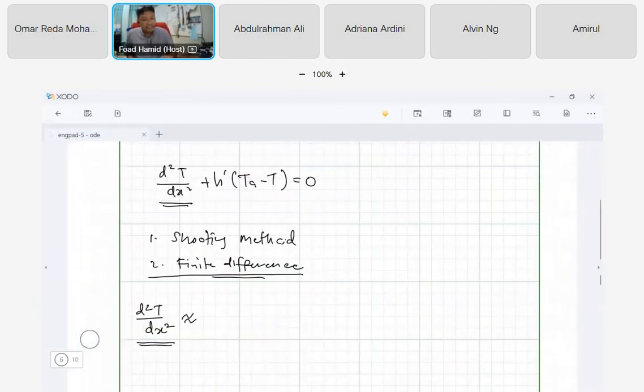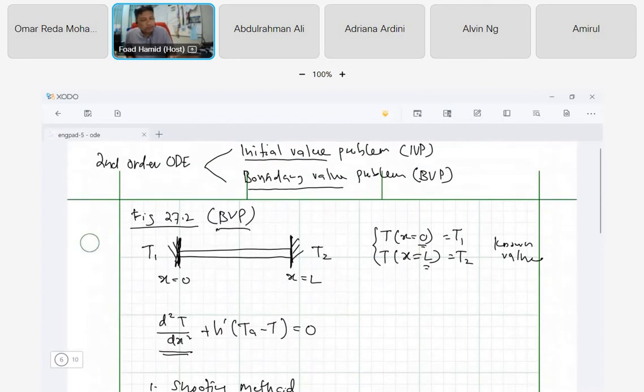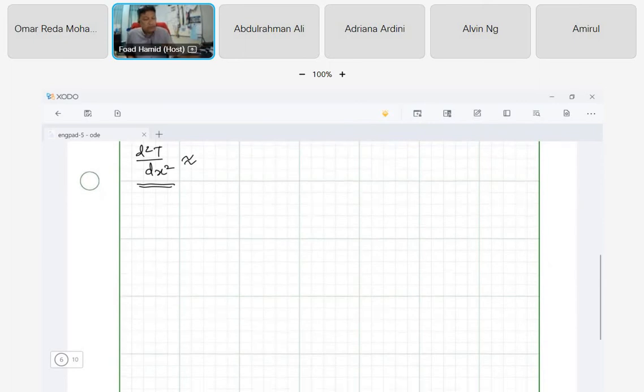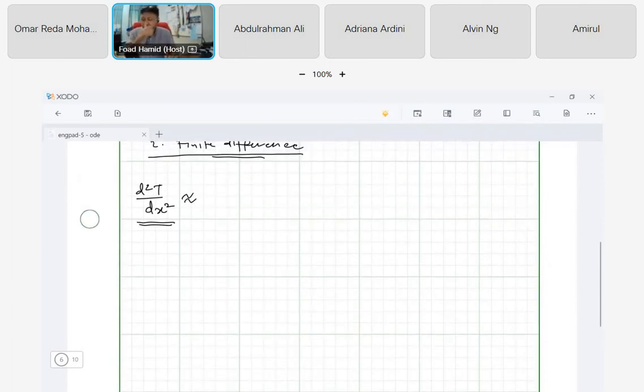Note again, this is a boundary value problem. The previous one was an initial value problem. So how do we approximate this? How do we approximate the second derivative here?